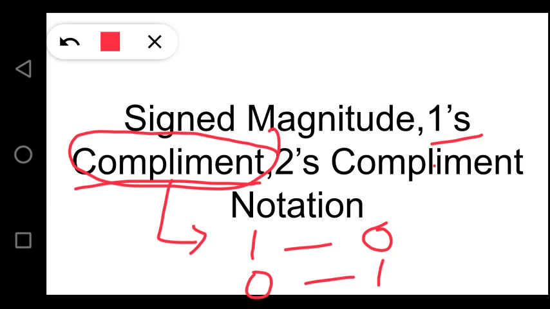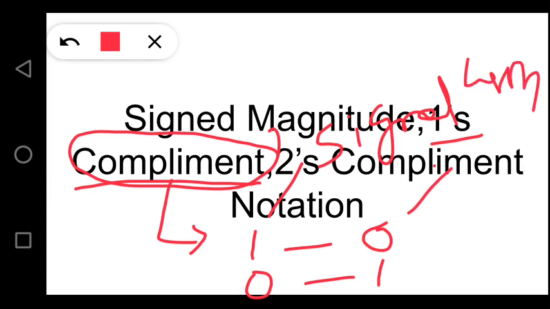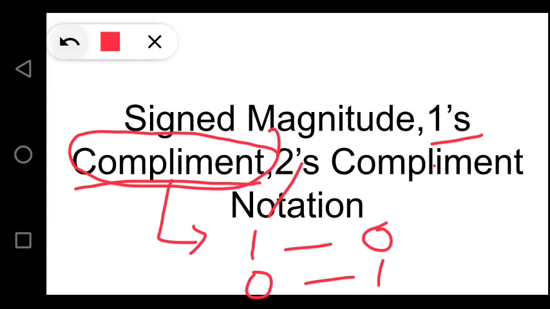Converting 1 to 0 and 0 to 1. 1 means there is a signal at high voltage. 0 means no signal, it is a signal with low voltage. So this is called complement, as everybody knows.